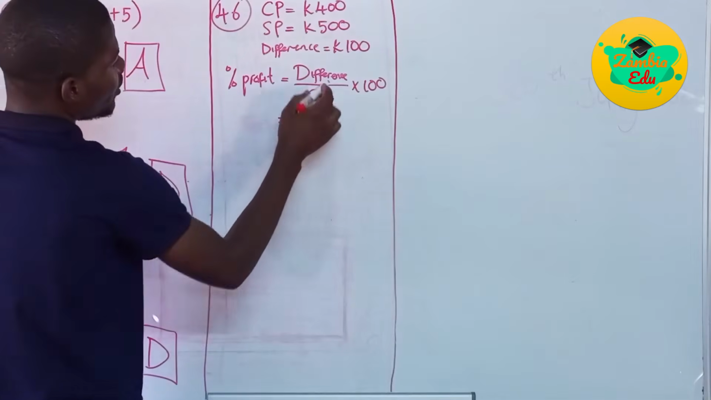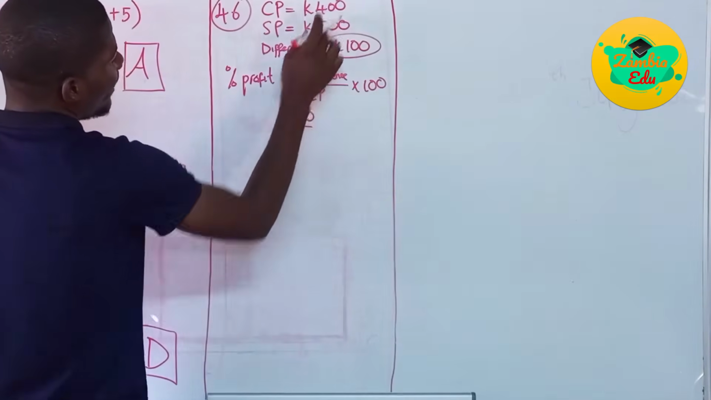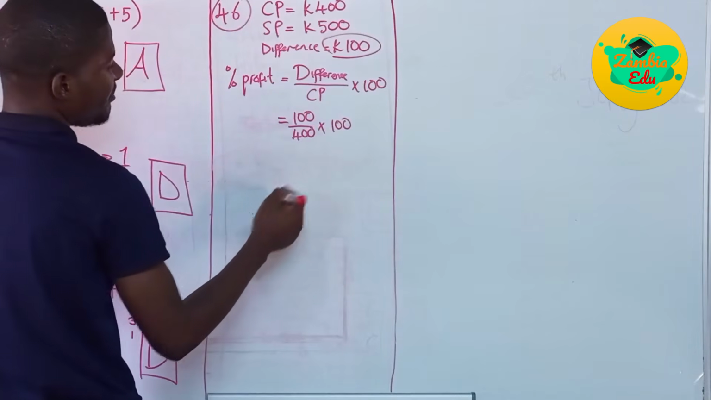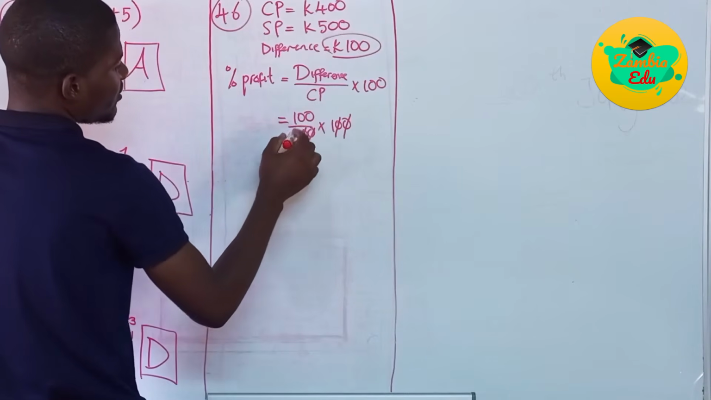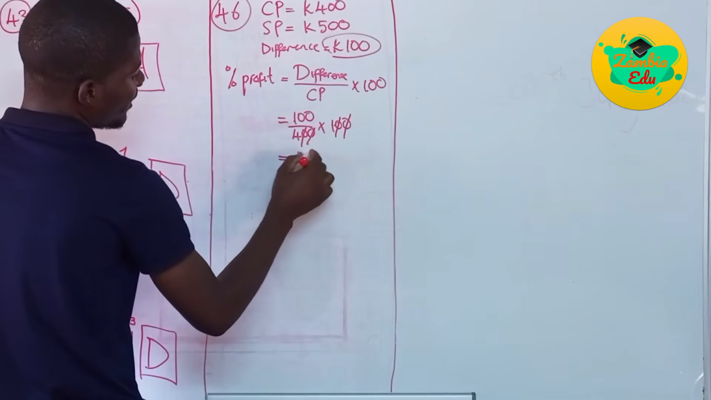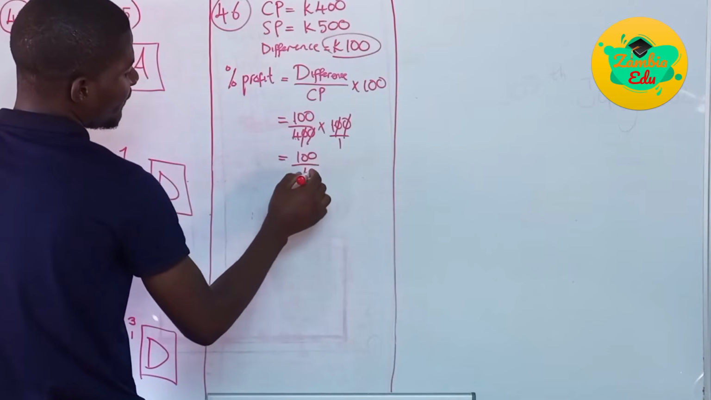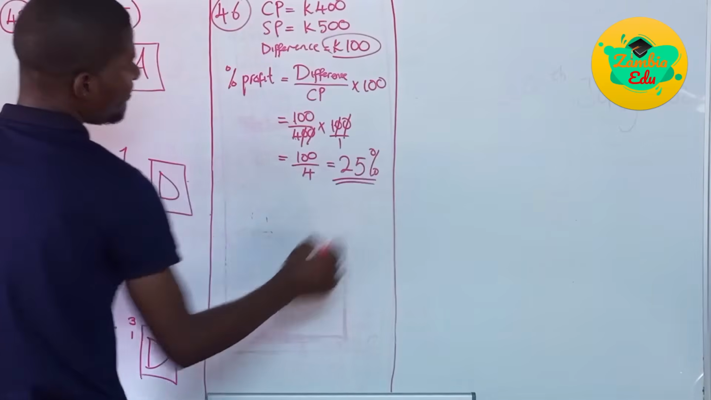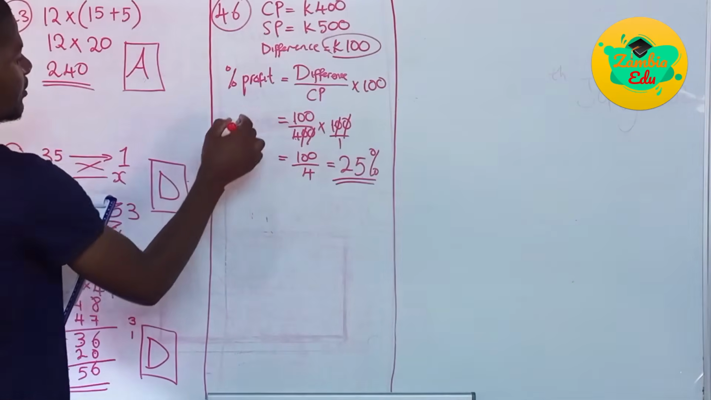So that should be equal to the difference being 100 over the cost price, which was 400, times 100 for the percentage. So the zeros cancel, that remains 100 times 1, which is 100, over 4 times 1, which is 4. So 4 into 100 gives us 25%. And 25% is our answer. And 25% was represented as option B.